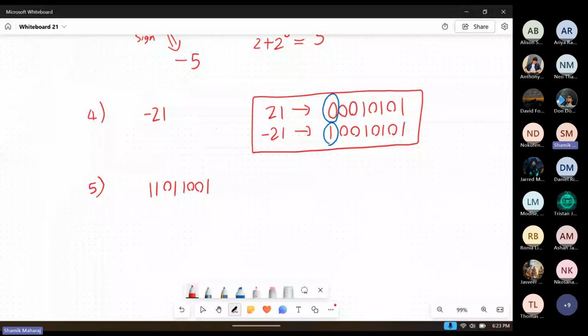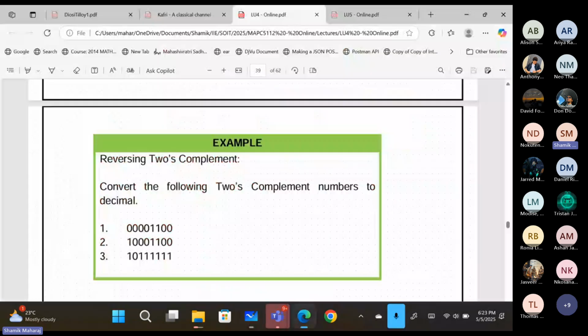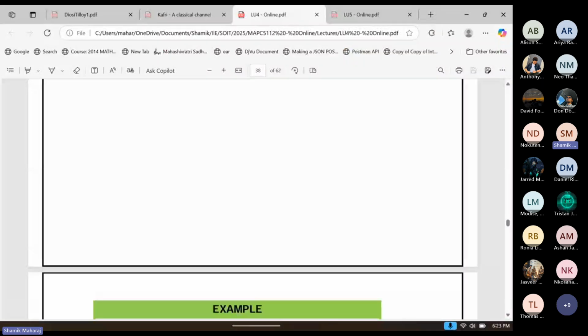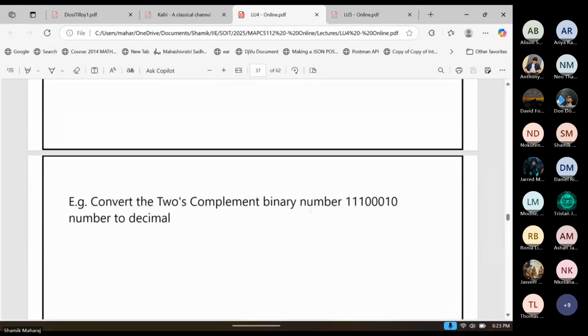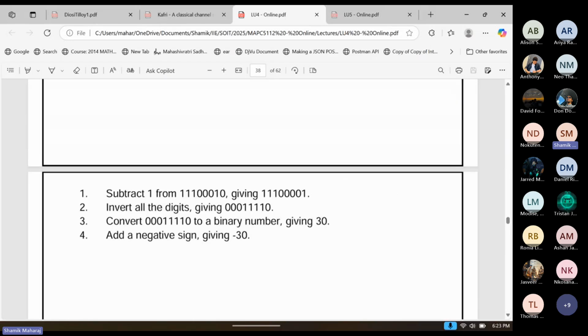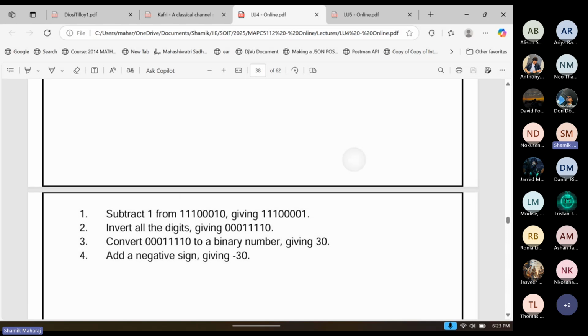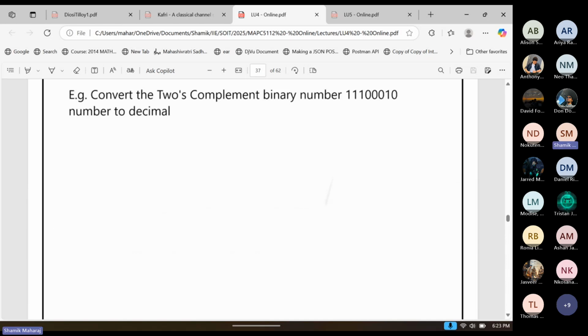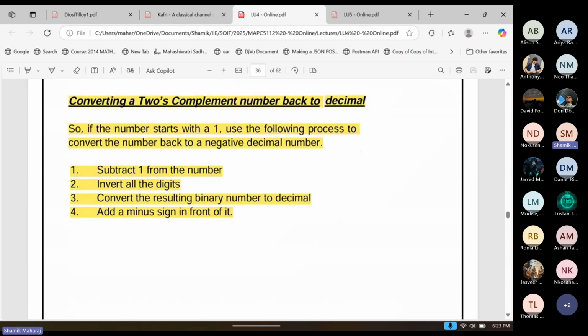Okay, so how do we convert? Let me just think. Maybe 6 is easier. Let's pull up the rules. Right, we got the rules. Let's use them. Converting 2's complement binary number to decimal. Is this the more complicated one? Yes, it is. But anyway, let's do it since we're here. Let's look at the rules, not the actual thing.